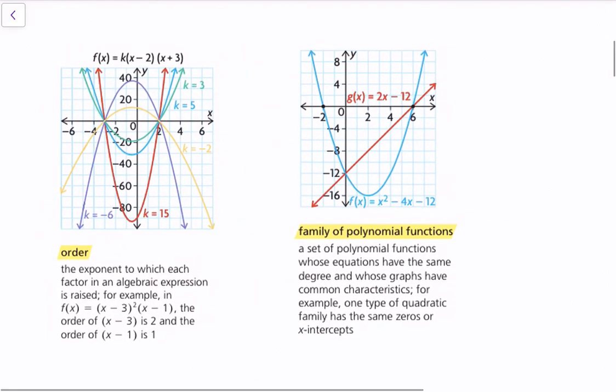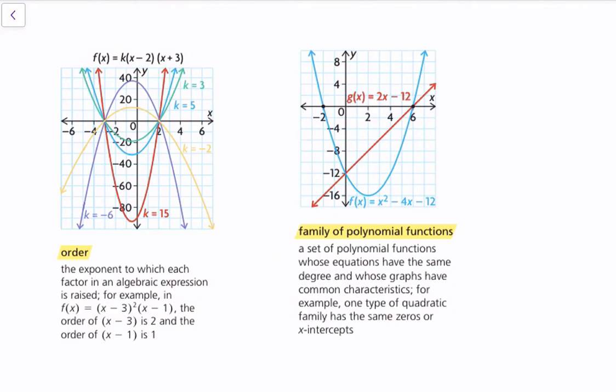When we talk about the order of a function, it's the exponent to which each factor in an algebraic expression is raised. So for example, f of x is equal to (x minus 3) squared times (x minus 1). The order of the first term is 2 because that's the exponent to which that term is raised. And then for x minus 1, the order is 1 because that's the exponent to which the term is raised.